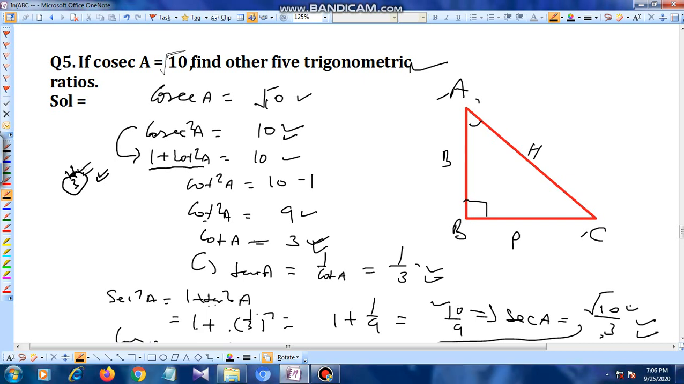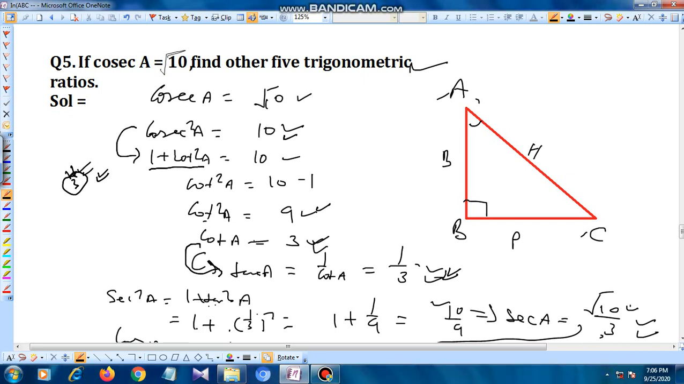1 plus cot square A equal to 10. Then cot square A equal to 10 minus 1, transferred towards 10, then you get 9. So cot square A equal to 9. So cot A equal to 3 by taking square root of 9. Therefore value of tan A will become reciprocal, 1 by cot A, so this is 1 by 3. So tan A will be 1 by 3.